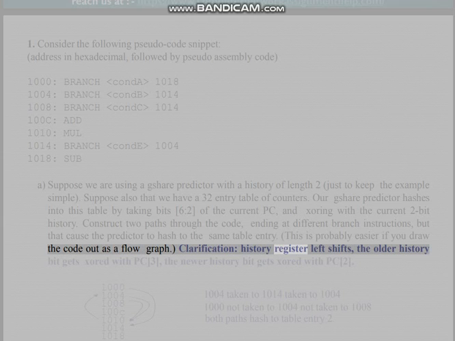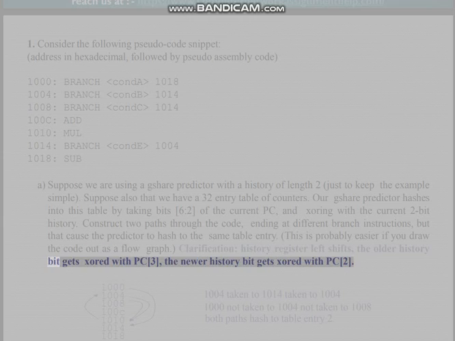Clarification: history register left shifts, the older history bit gets XORed with PC 3, the newer history bit gets XORed with PC 2. The addresses are 1000, 1004, 1008, 100C, 1010, 1014, 1018. 1004 taken to 1014 taken to 1004, and 1000 not taken to 1004 not taken to 1008. Both paths hash to table entry 2.